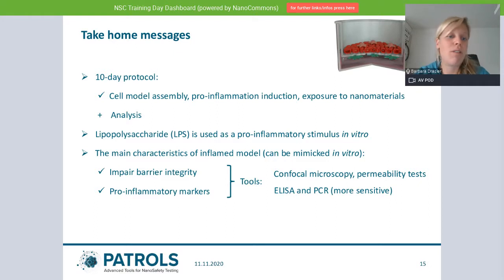And I want to point out that LPS is a very good pro-inflammatory stimulus for such a model in vitro. And the main characteristics of pro-inflammation can then be tested with very widely accessible tools such as confocal microscopy and permeability tests for impaired barrier integrity, and then ELISA and PCR and other bioanalytical techniques for the other markers.